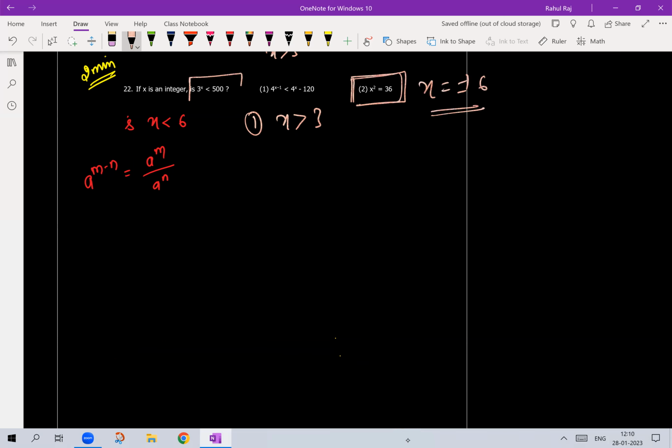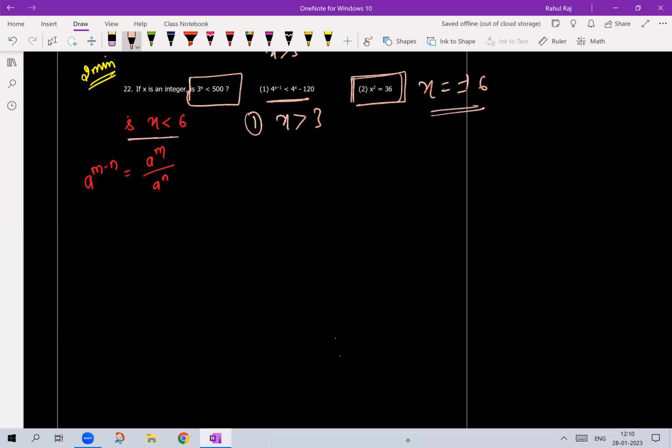So here it is 3 to the power x less than 500, right? Imagine you are not doing it for x less than 6. When you say x is equal to plus 6 or minus 6, you will have to check here again, 3 to the power 6 is less than 500. That's what I'm saying. From the first equation, we get to know that only x equals 6 is possible from both the equations because x is greater than 3. But you have solved question number 2 of statement number 2, right? Yeah, I have solved both, but I have not taken into consideration that x is less than 6.